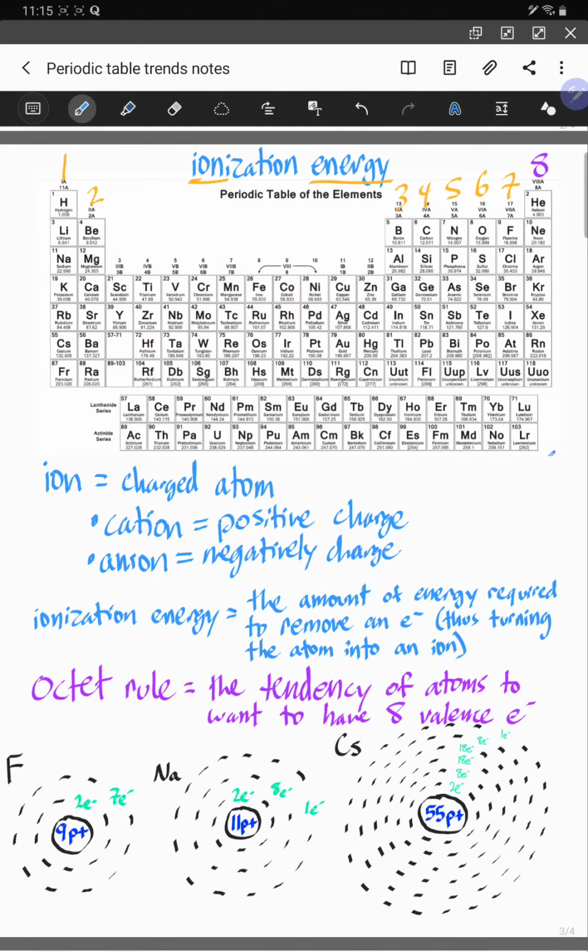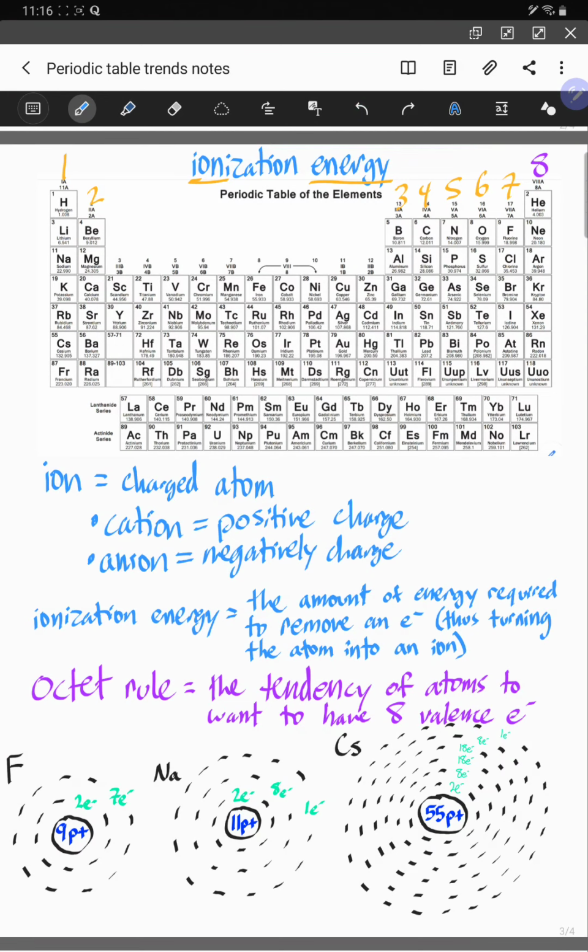The next periodic table trend that we're going to be discussing is ionization energy. And just as a recap, an ion is a charged atom, and more specifically, a positively charged atom is a cation, and an anion is a negatively charged atom.